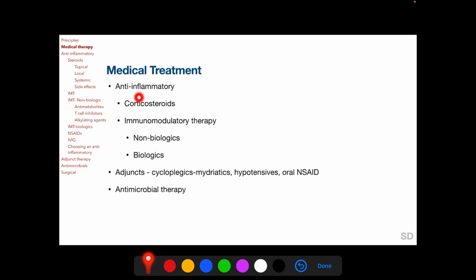Among anti-inflammatory options we have corticosteroids and steroid sparing immunomodulatory therapy, which can be of two types, either non-biologics like antimetabolites and biologics like TNF inhibitors. Adjuncts include cycloplegics, mydriatics and hypotensives as we have mentioned, and antimicrobial therapy is required for infectious uveitis processes.